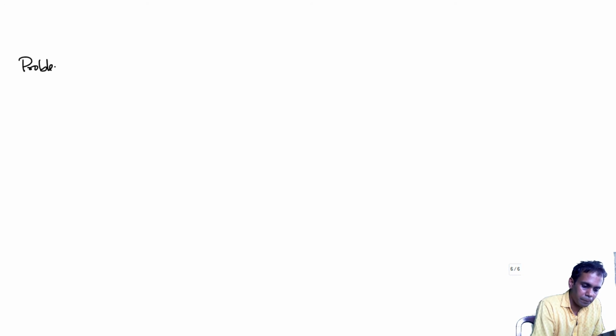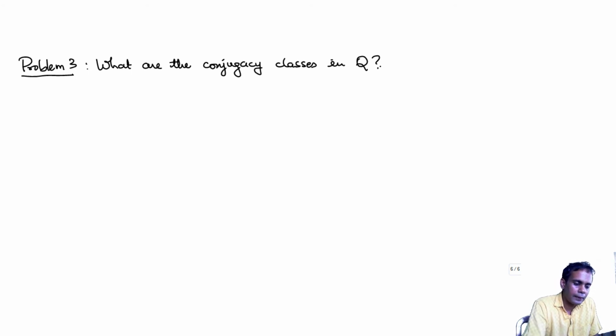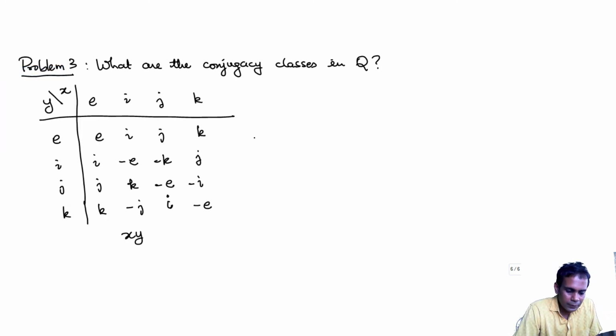Problem 3. What are the conjugacy classes in Q? Okay, and just to make this easier for you, let me remind you of a calculation we did earlier. This is the product of the elements i, j, k, and e in Q. You can pause your video now and try to solve this problem. And if you're unable to solve it, well, you can come back and watch me solve it for you.